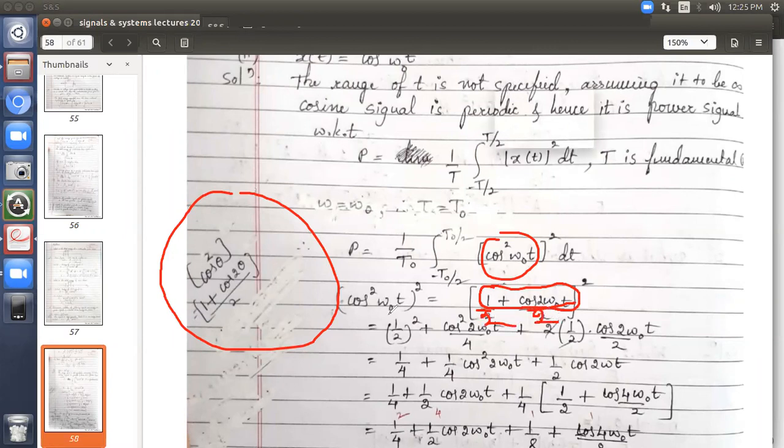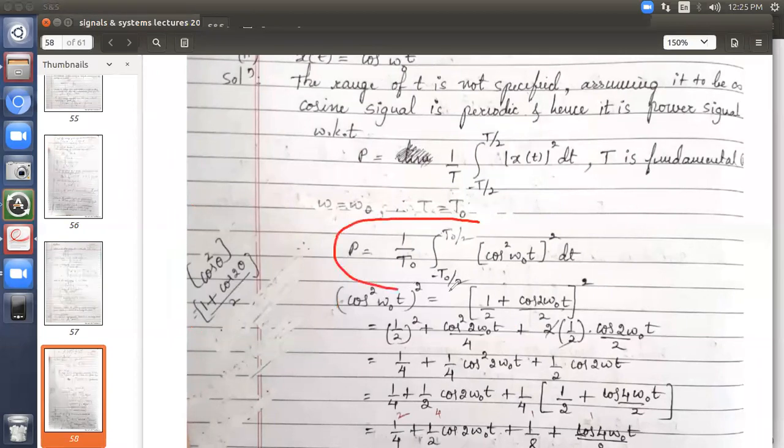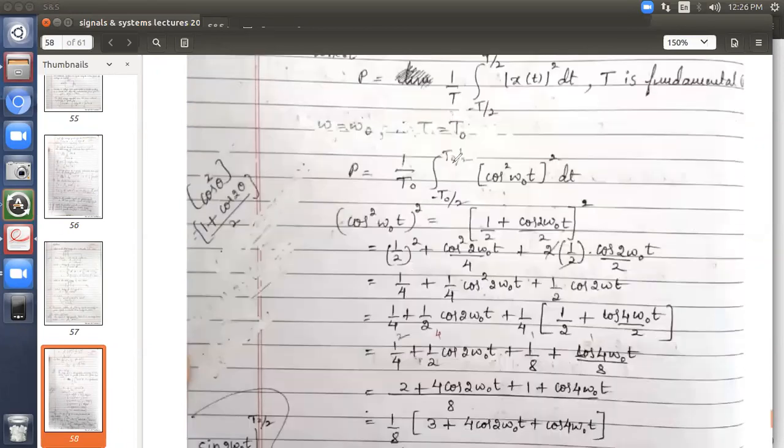Then, instead of taking this directly, first let me solve this bracket and then I will go for the formula. So cos square is this much. It is just like a plus b whole square. So a square plus b square plus 2ab. I have done that: a square is half square, plus b square, this cos square by 4, plus 2ab. I have just used the algebraic formula a plus b whole square.